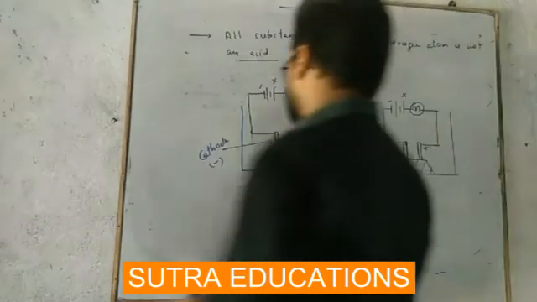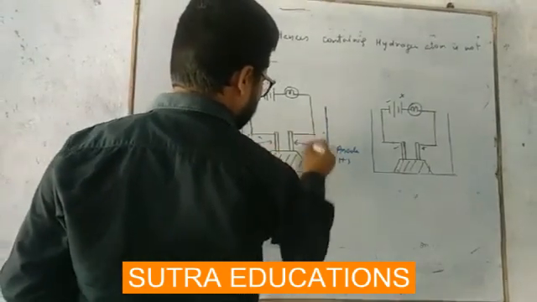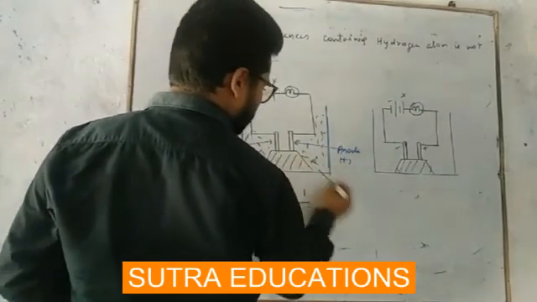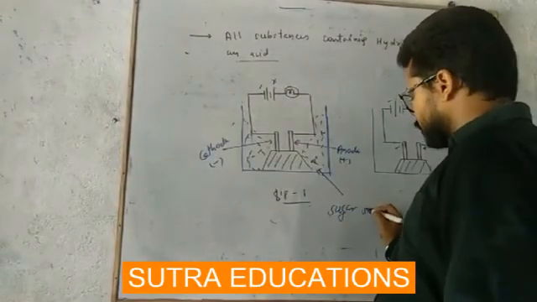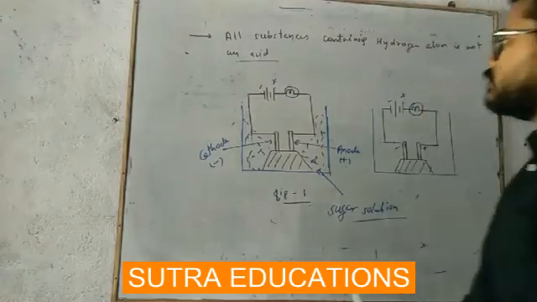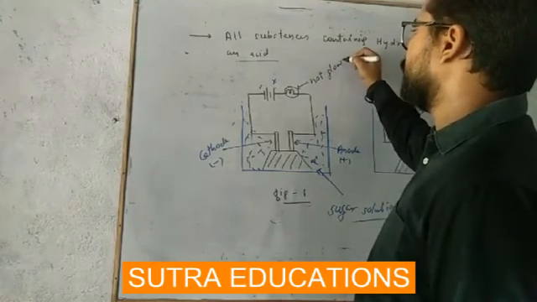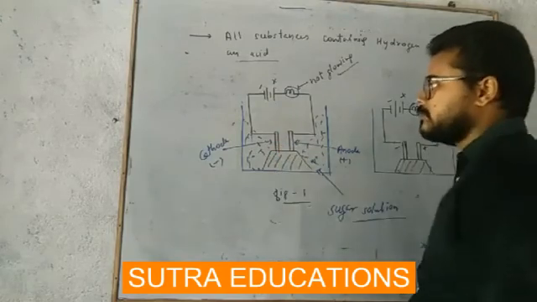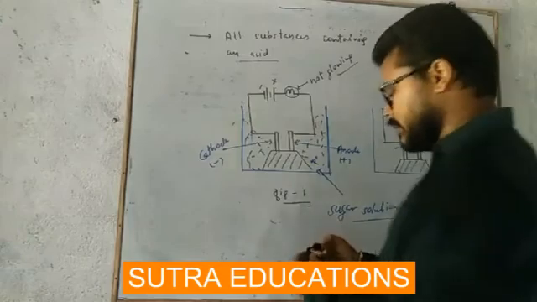And in this, we are going to have, say, sugar solution. Here the sugar solution is filled. Then you will observe this bulb is not glowing when sugar solution is kept here. It means the circuit is not completing in this.